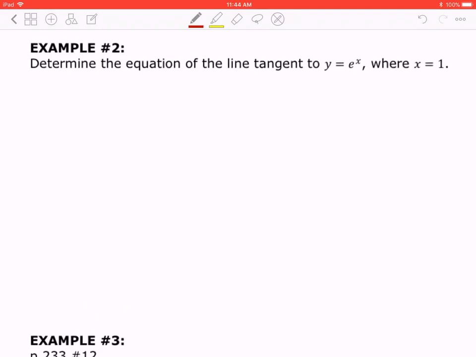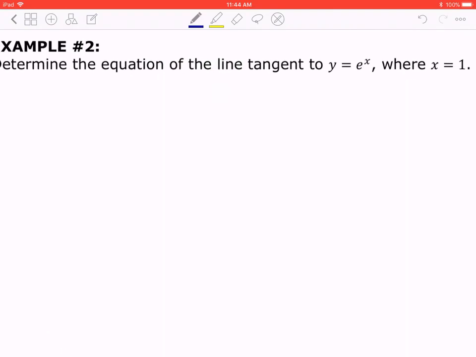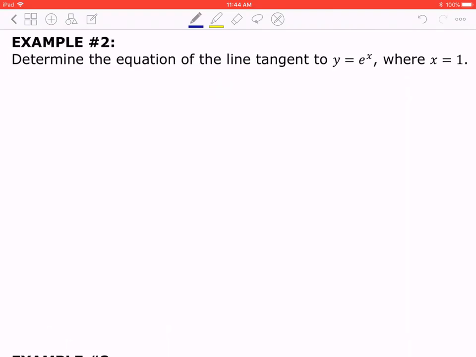Example number 2. Determine the equation of the line tangent to y equals e to the x, where x equals 1. So again, if you look at this carefully, we've done this type of example many times. The only difference is the function, which is e to the x, versus other cases. So again, the first step is you want to find this general derivative.